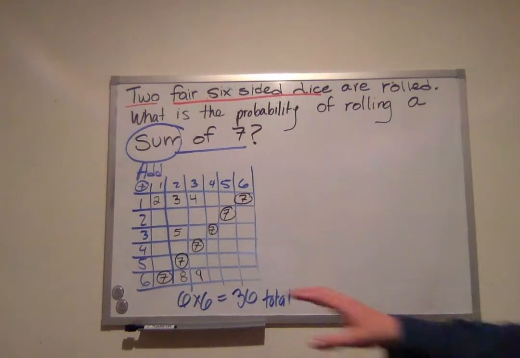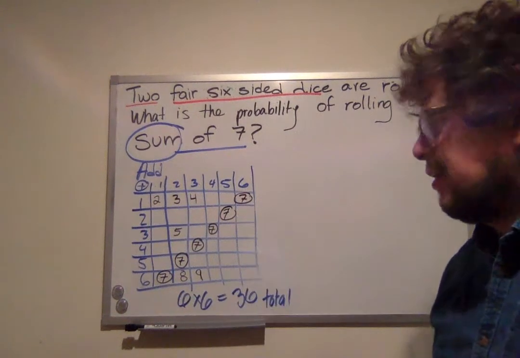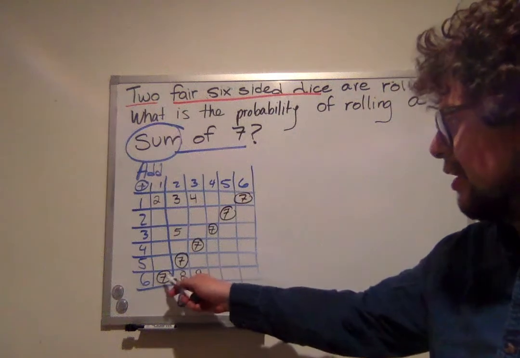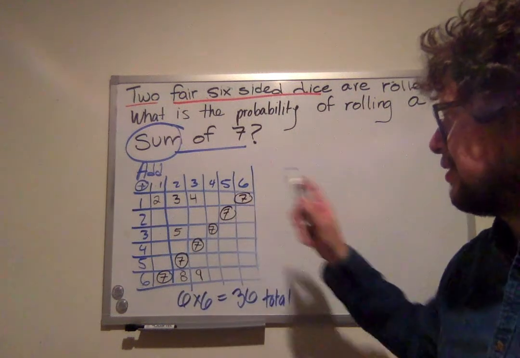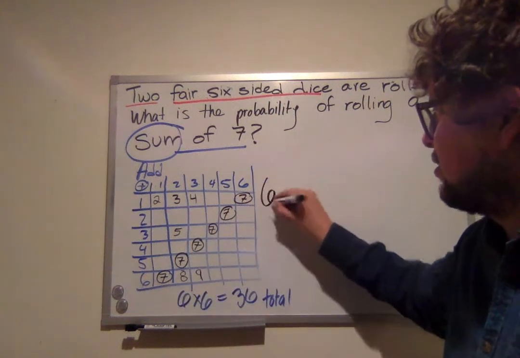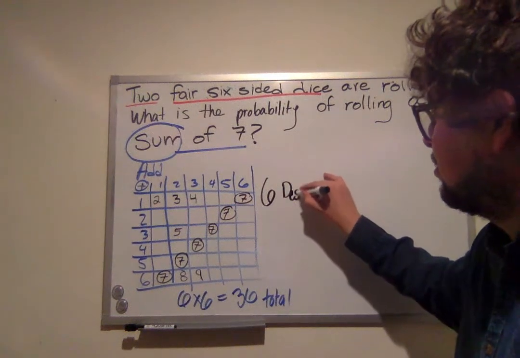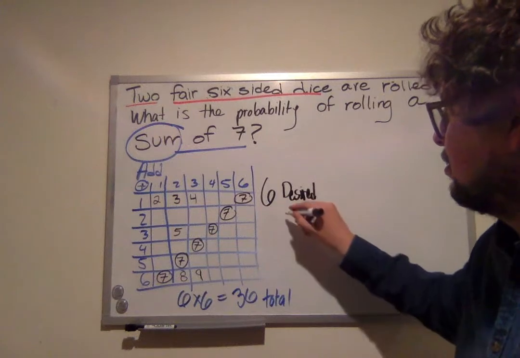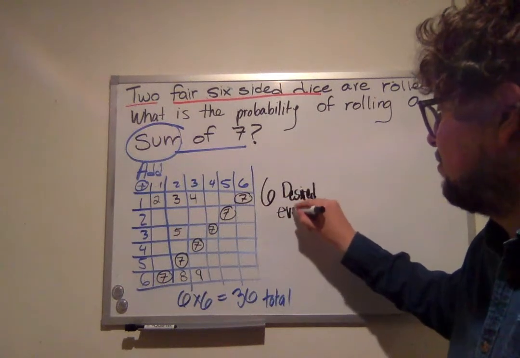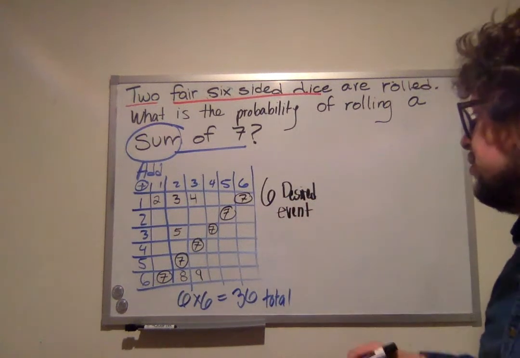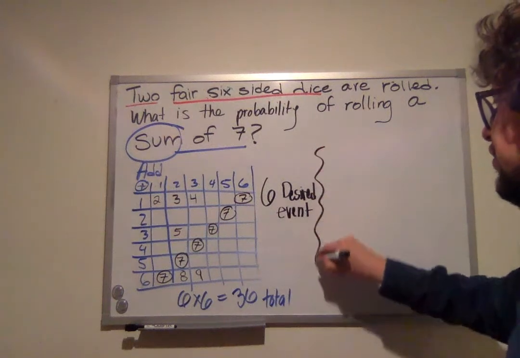And then I just want how many of those added up to 7. And I can count them. 1, 2, 3, 4, 5, 6. So I have 6. And I'm going to say desired event. Okay? So now I'm almost finished.